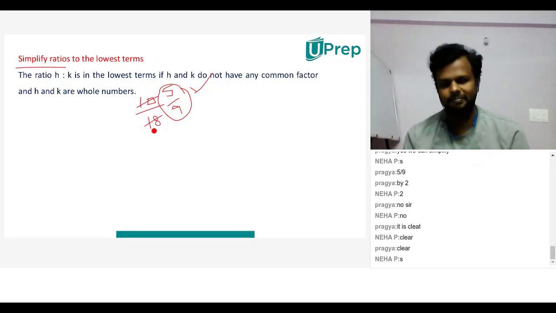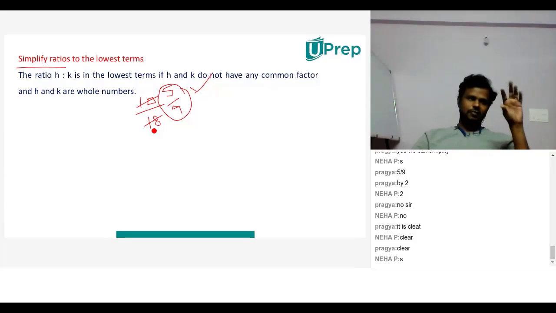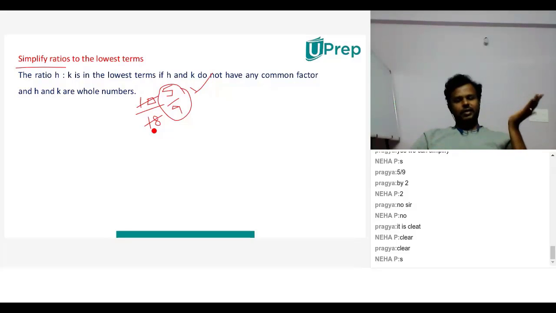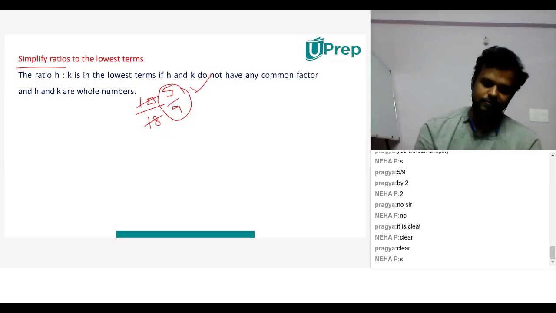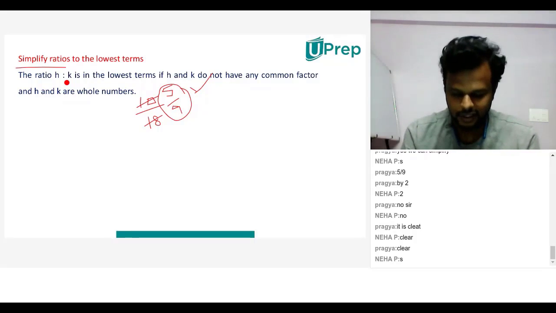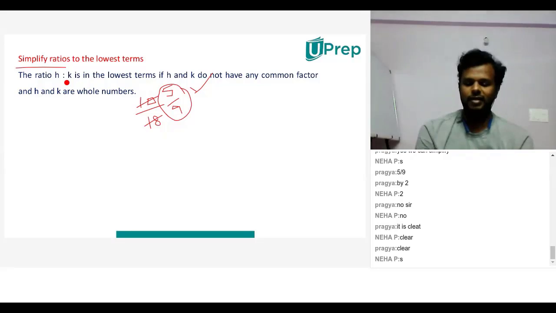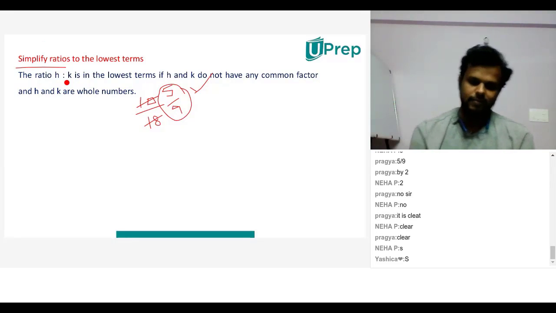Okay, that's it. Okay, sir. That's it. See, whenever a ratio is given, see if the numerator and denominator have any common factor. If they have a common factor, remove them and write the remaining. I mean, simplify them and write the answer. Now here the final answer will be 5 by 9. So here if I take h as 5 and k as 9, so 5:9 is in the lowest terms. The ratio 5:9 is in the lowest terms if 5 and 9 do not have any common factor. Okay, that's how we understand this. Is that clear, Yashika? Okay, we're moving on.